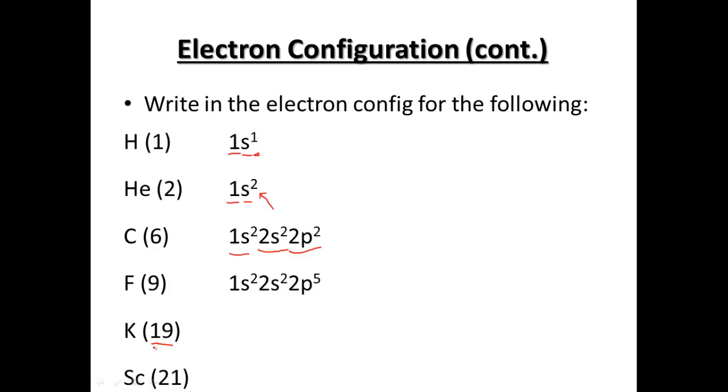Potassium, 19 total electrons. So if you were to look back to that last page, showing how many electrons you have in each orbital, remember we can have a total of 6 electrons in the p orbital. So as we're going, 1s2, 2 electrons in the first, 2 electrons in the second s orbital, 6 electrons in the 2p orbital, 2 electrons in the 3s orbital, 6 electrons in the 3p, and finally 1 lone outer electron in the 4s orbital. And then scandium, going through 21 total electrons.